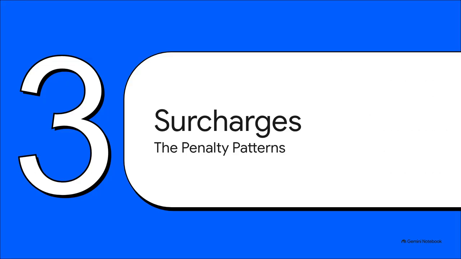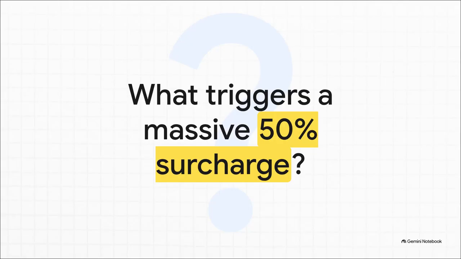All right, on to Section 3, surcharges, the penalty patterns. We are now entering the additions to tax territory. Honestly, this is where unprepared students usually panic and just start guessing. Normally, if you file late or pay late, the government slaps you with a 25% surcharge.